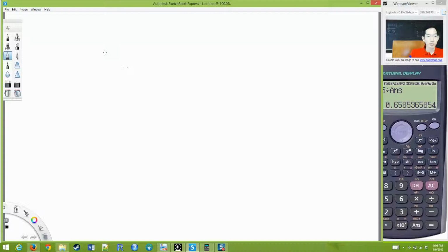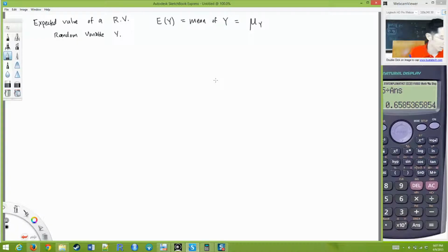So when we talk about random variables, we might have what we call the expected value of a random variable. The expected value, we would write E of Y, if the random variable is Y. This is also known as the mean of Y, and it can also be written this way with the Greek letter mu of Y. So these are all equivalent ways to write the mean or the expected value of a random variable Y.